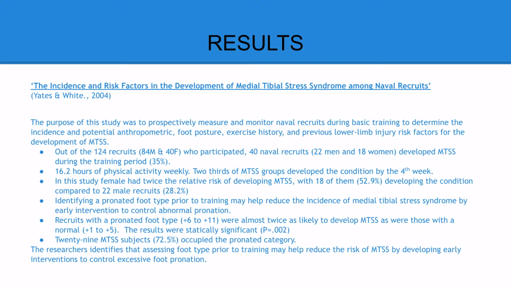Also found that recruits with pronated foot type in the range of +6 to +11 were almost twice as likely to develop MTSS as those within normal range of +1 to +5. The results were statistically significant with a p equaling 0.002. 29 MTSS subjects out of the 40 occupied were found in this pronated category.